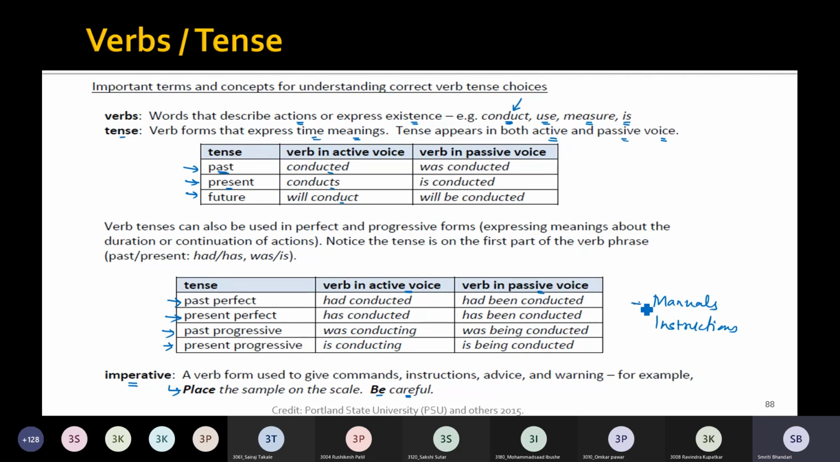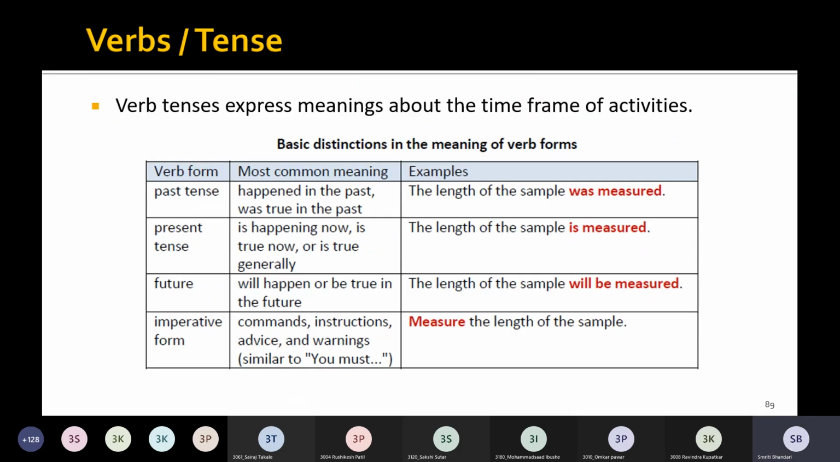Okay. So while writing the sentences in the manuals, users manuals, or if we are providing some kinds of instructions, if we are giving some commands, warnings, or if we are advising, then we should make use of such kind of imperative sentences. So these are few of the examples, those are quoted here.